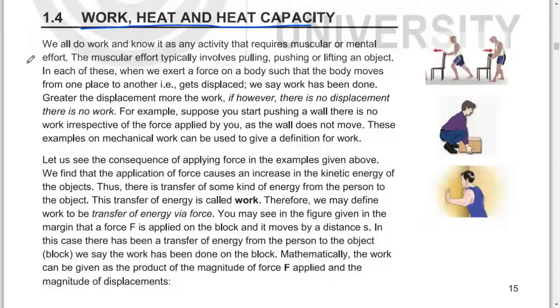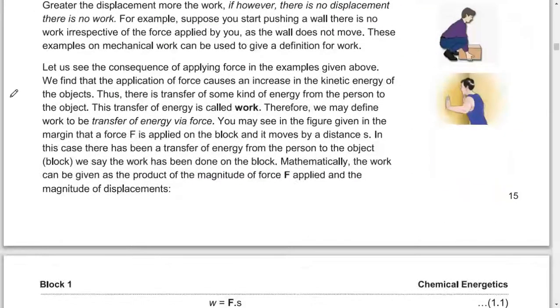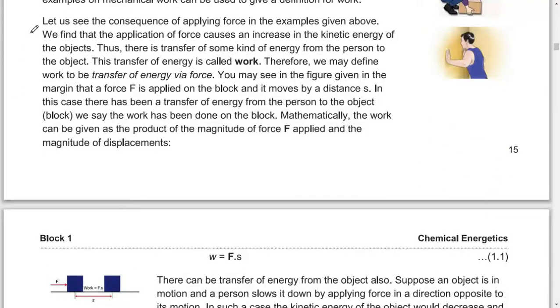These examples of mechanical work can be used to give a definition for work. Let us see the consequences of applying force in the example given above. We find that the application of force causes an increase in the kinetic energy of the object. Thus, there is transfer of some kind of energy from the person to the object. This transfer of energy is called work. Therefore, we may define work to be transfer of energy via force.